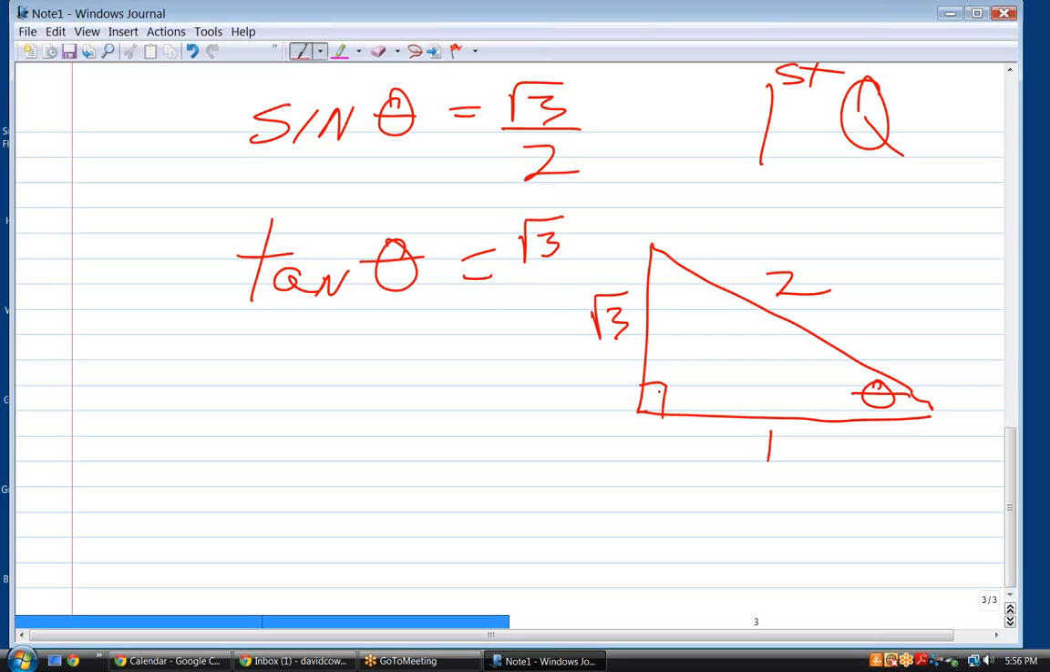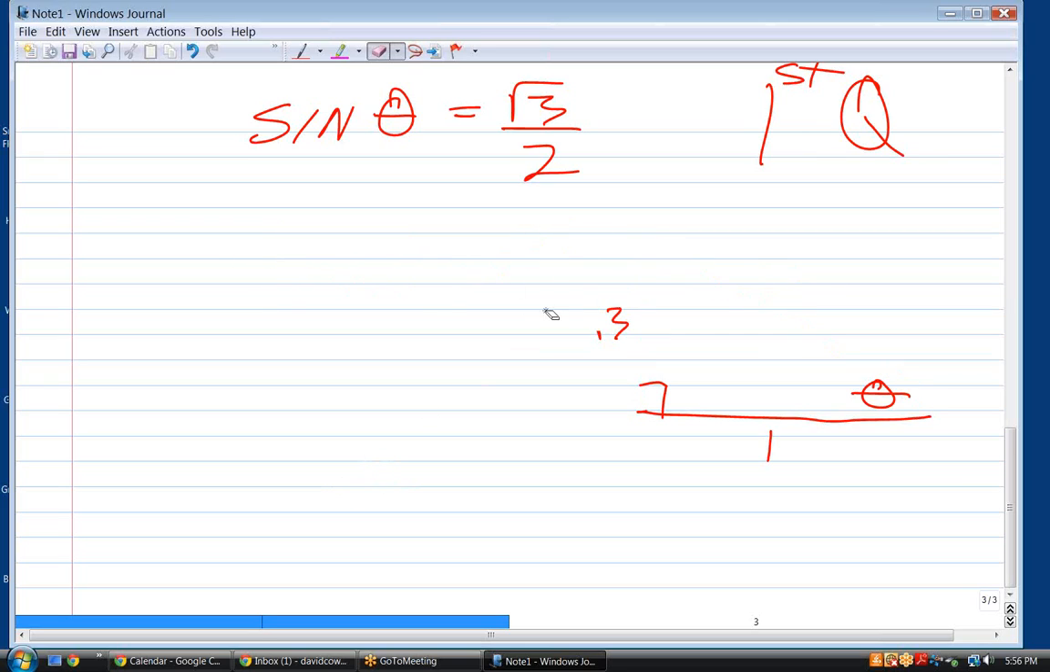Now, if you didn't know this technique, notice that I never did figure out what theta was. Didn't need to. I don't know what theta is. I don't care what it is.